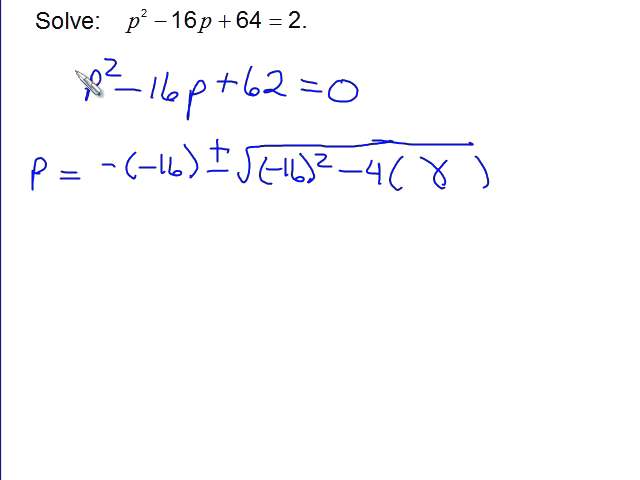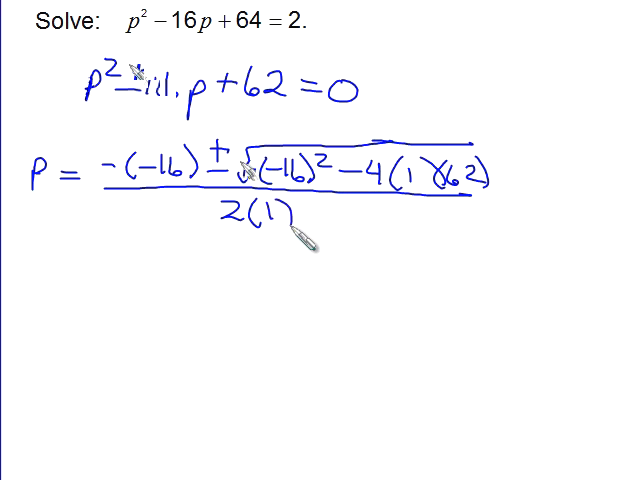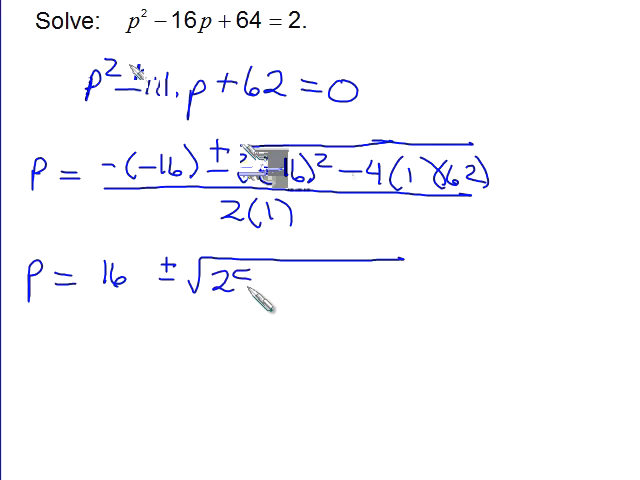So looking back, a is really 1 and c is 62, and this is all divided by twice a, and a is 1. So now we need to simplify, giving us p is, this becomes 16 plus or minus, squaring negative 16 gives us a positive 256. This is a negative times a positive times a positive, so this will give me a negative, and 4 times 62 is 248. This is all being divided by 2.